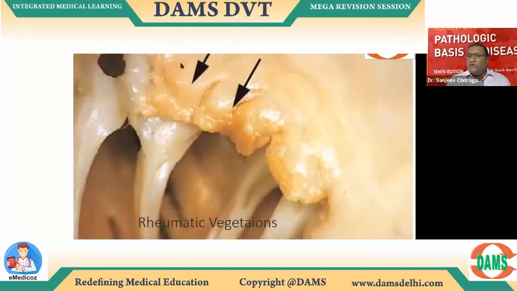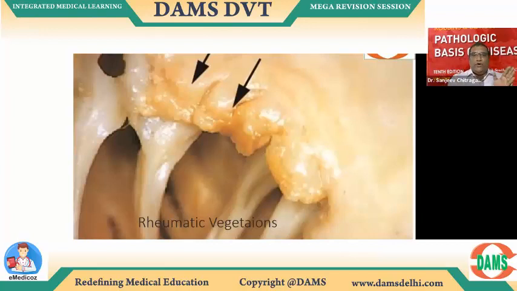So what is the description of this vegetation? Look at this. This is a zoomed version of the valve. I hope all of you are able to see, this is the leaflet, this is the surface of the valve, and this is the edge of the valve. Now look at this. What is this? These are irregular white wart-like growths. So this is what we say, small warty vegetations along the lines of closure.